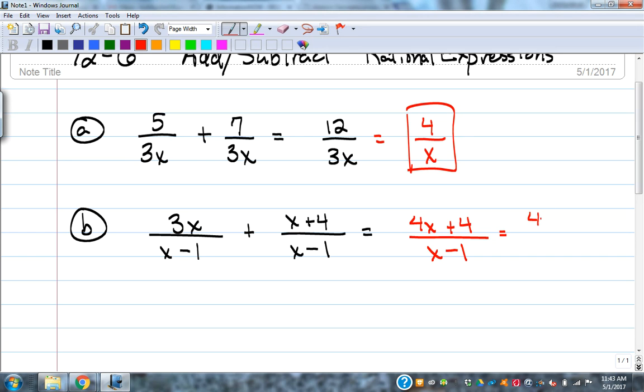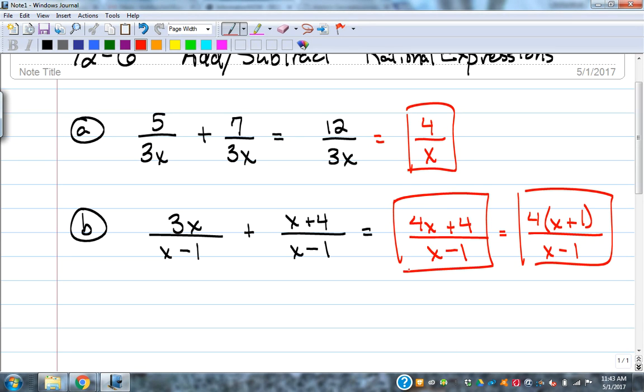Take out a 4 with factoring. It almost simplifies, but x plus 1 and x minus 1 are not exactly the same, so you can't cancel anything. So I would take this answer or this answer. They're the same, I mean, the factored form or the not factored form. You always want to try to factor it to simplify. It might not always simplify, but you want to try to do that to see if it will. Okay.